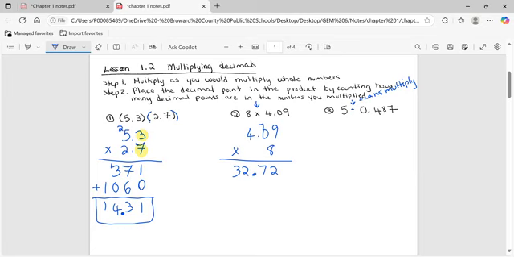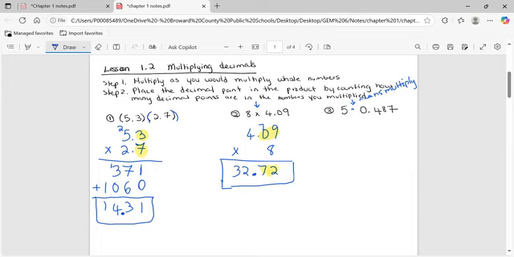There are 2 digits behind the decimal place. So in your answer, you must also have 2 digits behind the decimal place. And my answer, put it in a box, is 32.72. Go ahead and pause and try number 3 on your own, and then you'll press play.